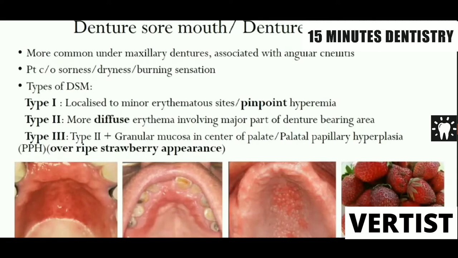There are different types of denture sore mouth. Type 1, which is localized with pinpoint hyperemia. Type 2, which is diffuse. And type 3, which gives the granular pattern, like you can see here, otherwise known as palatal papillary hyperplasia, giving an overripe strawberry appearance.